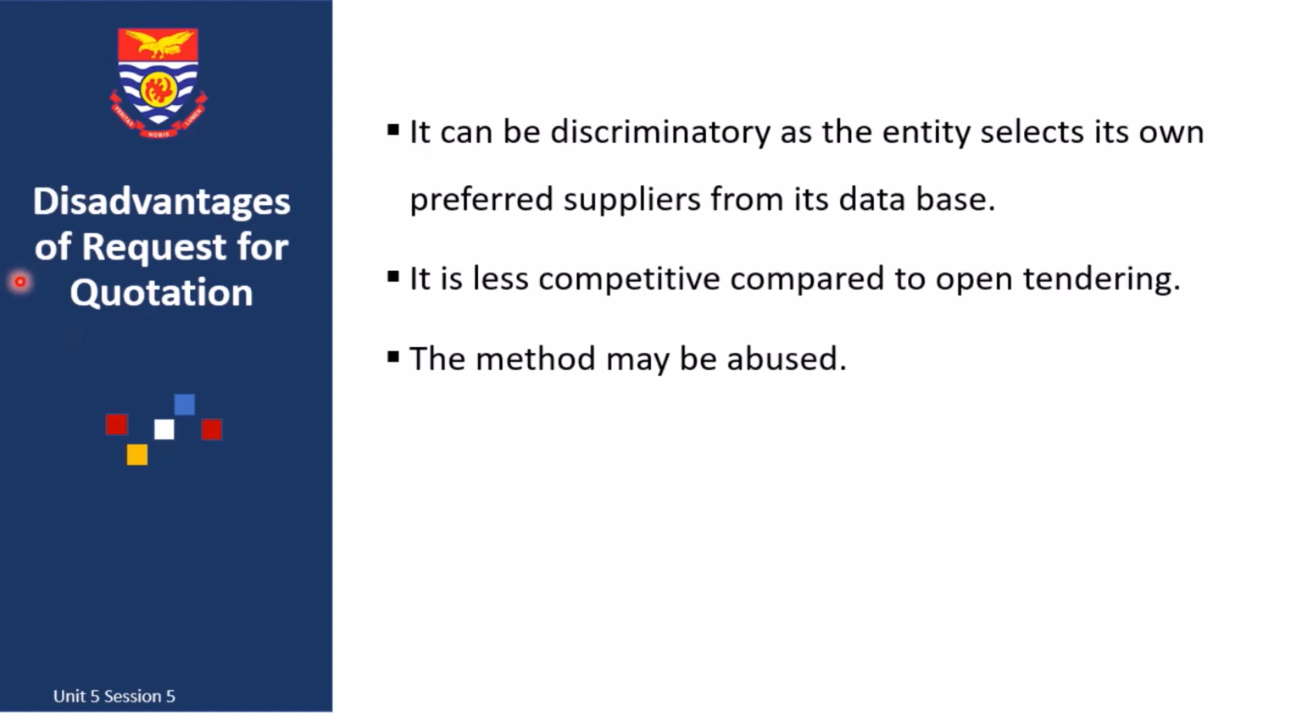The disadvantages of request for quotation include that it can be discriminatory since the entity selects their own preferred suppliers from their database. Then it is less competitive compared to open tendering. And the method may be abused because in the end it is likely that only known suppliers will be engaged and others will be ignored.